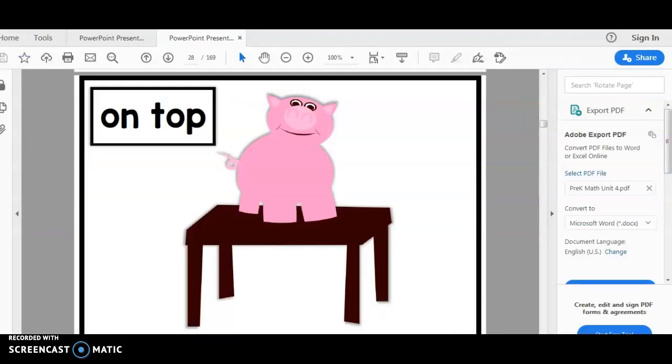Okay, so now I want to show you pictures of this little pig. You see the little pig? Sorry, I meant to say pig. So, pictures of this pig, and we're going to see where the pig is now. So right here, the pig is on top of the table. On top is a position word because it tells you where the pig is. See, I almost said monkey again. So the pig is on top of the table.